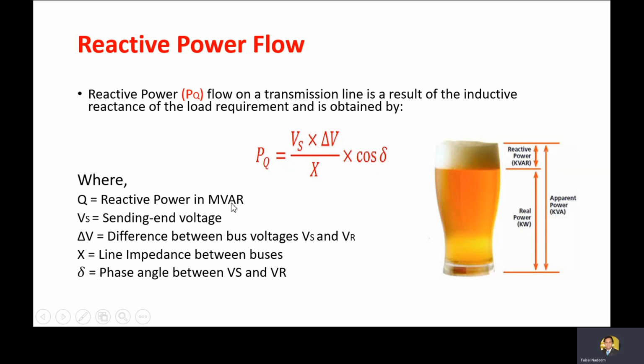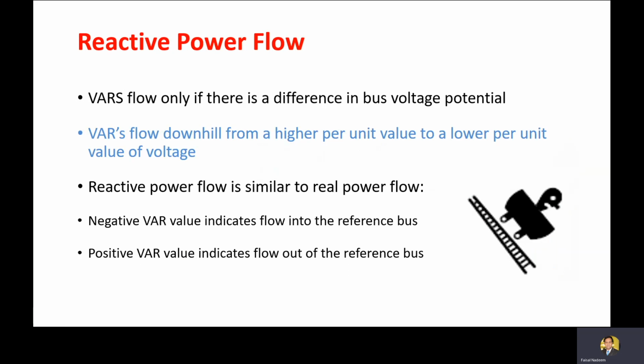Q represents the reactive power in MVAR, Vs is the sending end voltage, ΔV is the difference between bus voltages, X is the line impedance, and δ is again the angle difference between the sending end voltage and the receiving end voltage. Now, a few more points about reactive power flow. Reactive power flows only if there is a difference in the bus voltage potential. So it is important to know that megawatt flow on the line occurs if there is an angle difference, and the reactive power flow on the line occurs if there is a difference in the magnitude of the voltage.